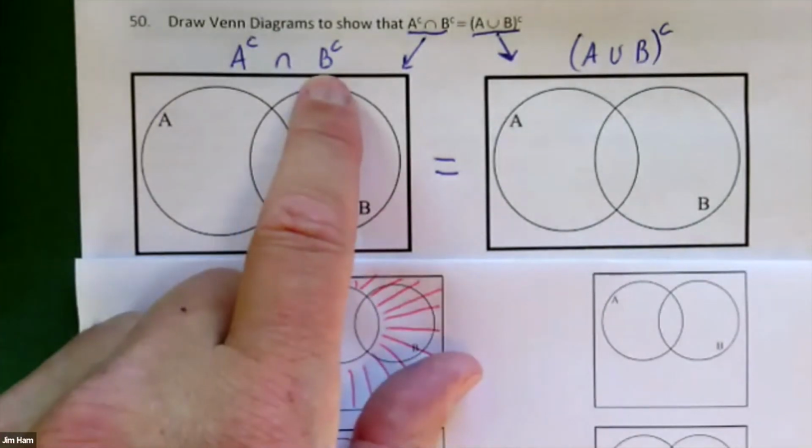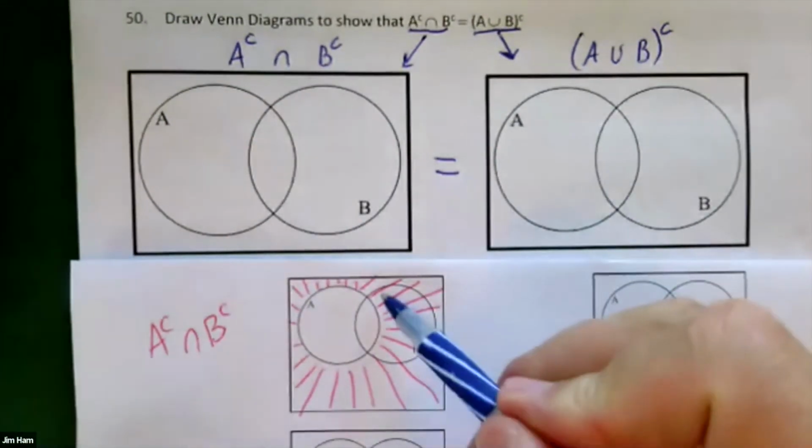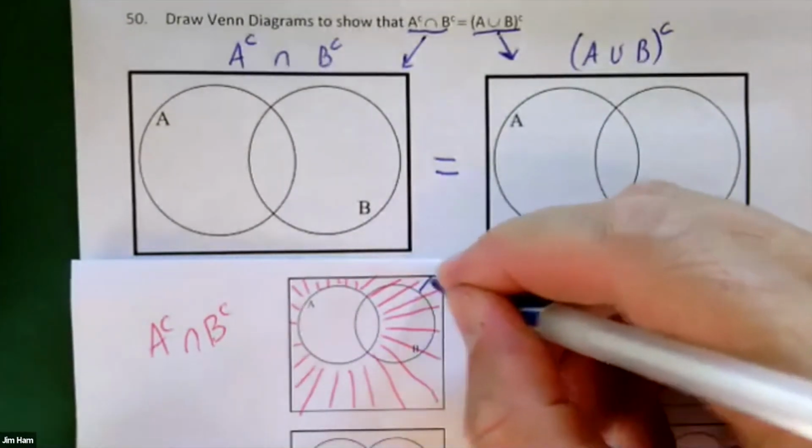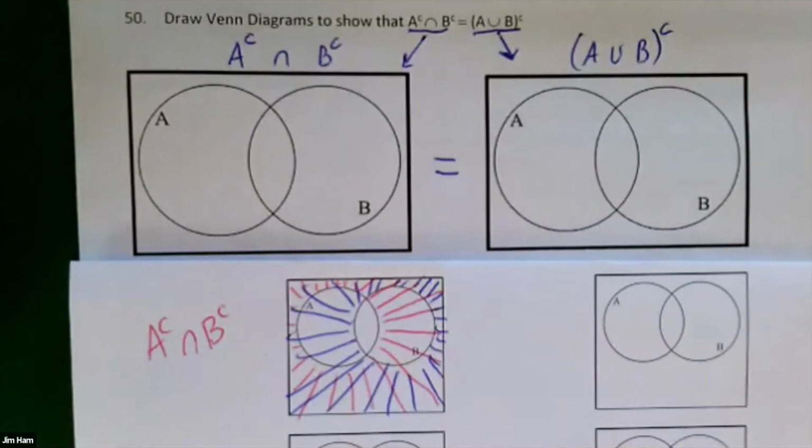Now I'm going to shade B complement. B complement is everything outside of B. So here's B, and I want to shade everything outside of B. I'm going to act as if A is not even in the picture, even though we know that it is. So what we have here is two different color shadings: the blue shading and then the red shading.